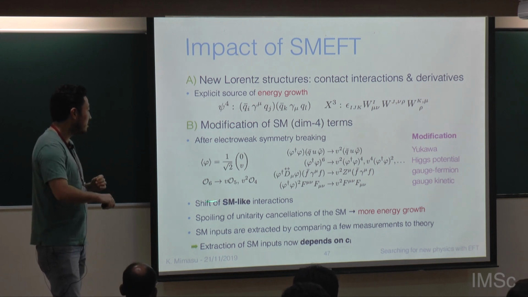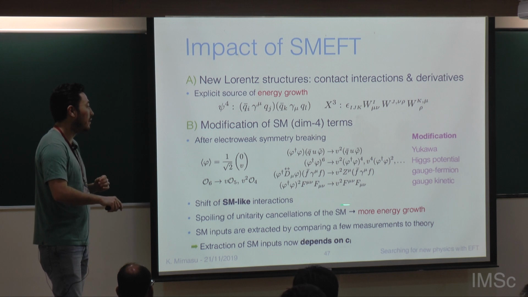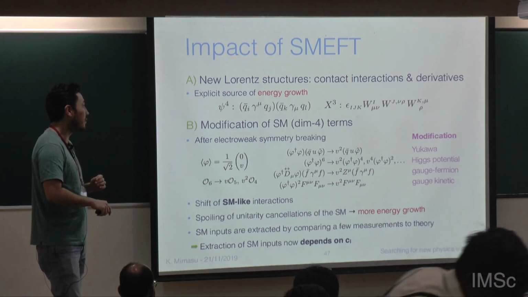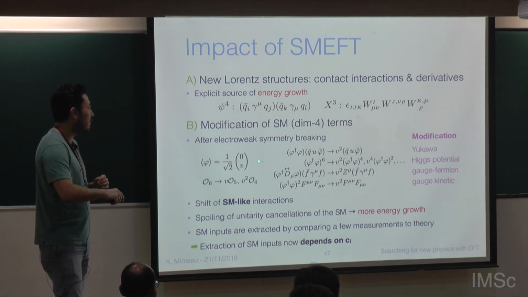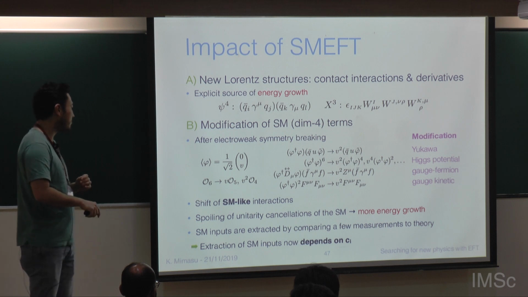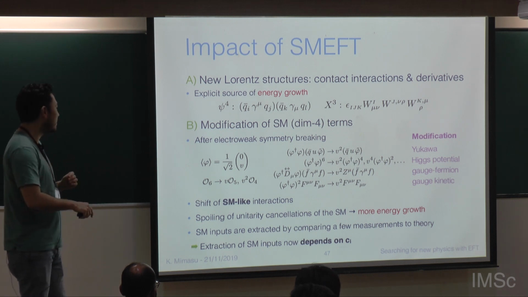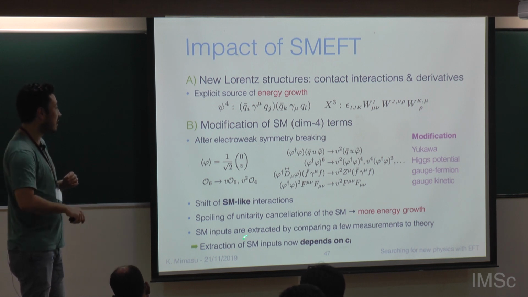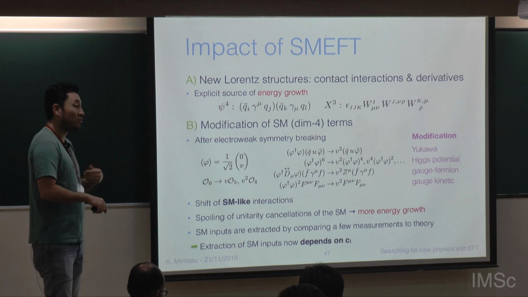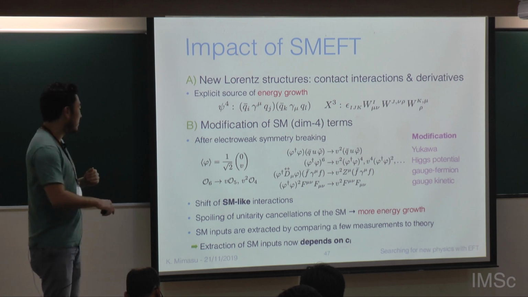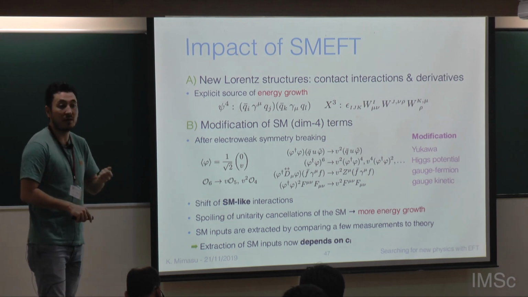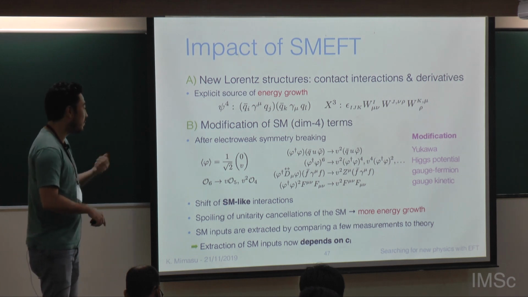So once you start shifting these guys around, then you end up inducing the unitarity violating energy growth. So energy growth from explicit Lorentz structures, and also potentially energy growth from implicit effects due to these standard model shifts. And then the final annoying technical thing that one has to deal with is that you extract, of course, the standard model inputs themselves, so these other guys, alpha, GF, etc., by comparing several experimental measurements to the theory. And since you're modifying standard model-like interactions, you're also modifying the predictions for these various input measurements. And so the extraction of the standard model inputs themselves now also depends on these Wilson coefficients. So you have to propagate that through.